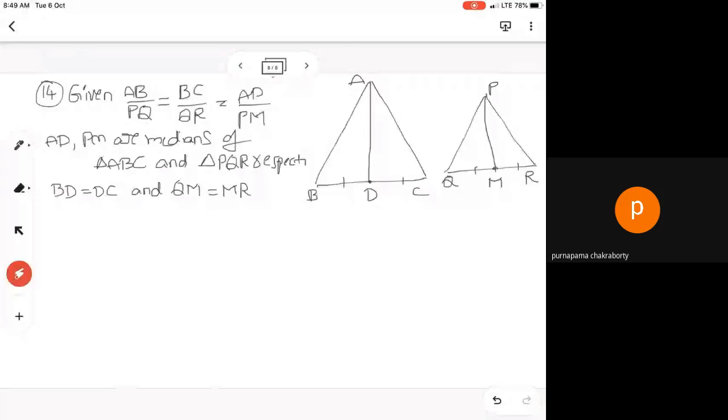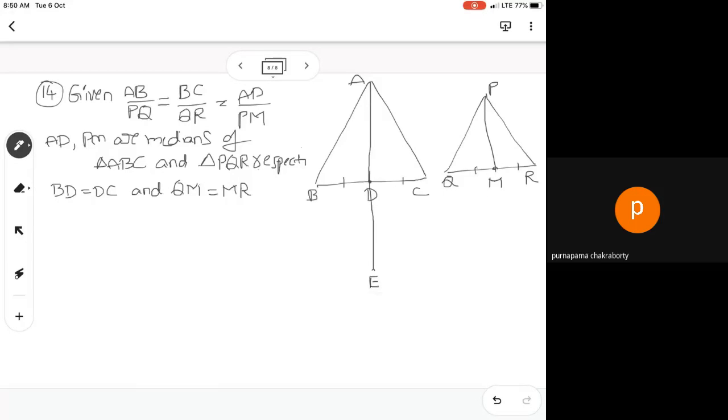Here what is given: AB by PQ equal to AC by PR. That means we need to prove this angle equal, saying this angle equal to this angle. To prove that, first we will prove that this angle equals this angle, similarly this angle equals this angle. For that purpose you need a small construction. The construction here: extend D to the point E, or any other point you can take into consideration.